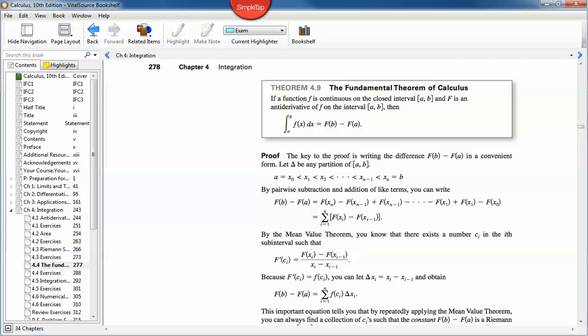Okay? So that's what we've been doing for the past 2 days, or yesterday and today. Pretty much it's just definite integrals. So we've already been using the fundamental theorem of calculus. We just didn't know.